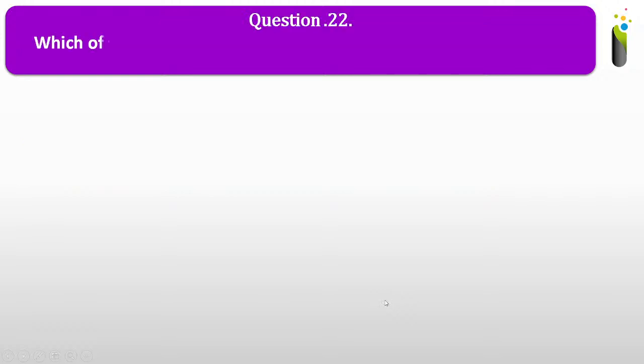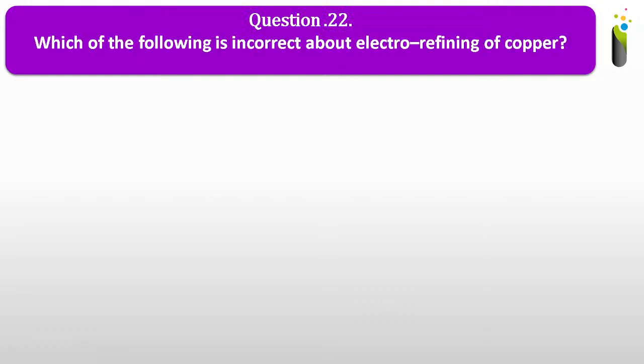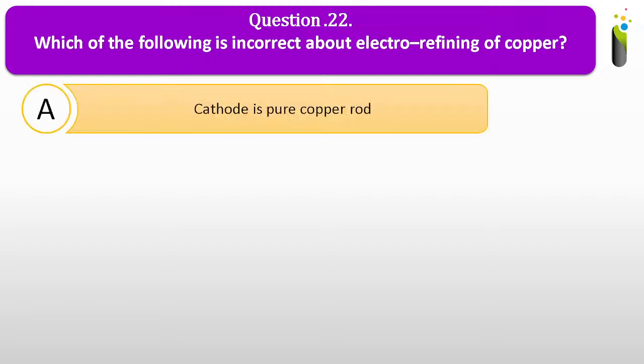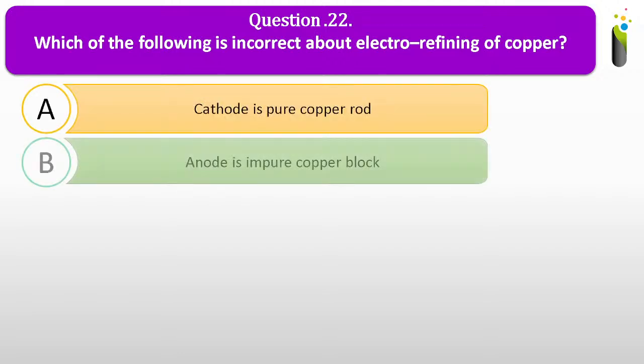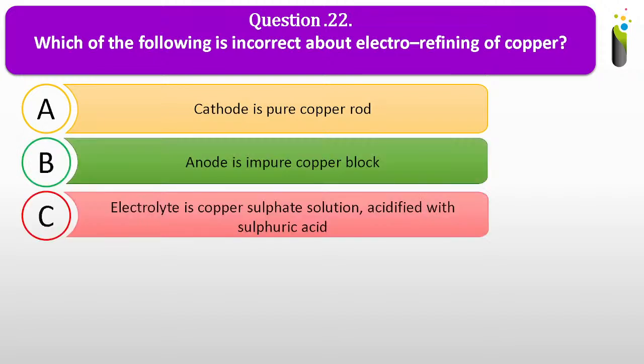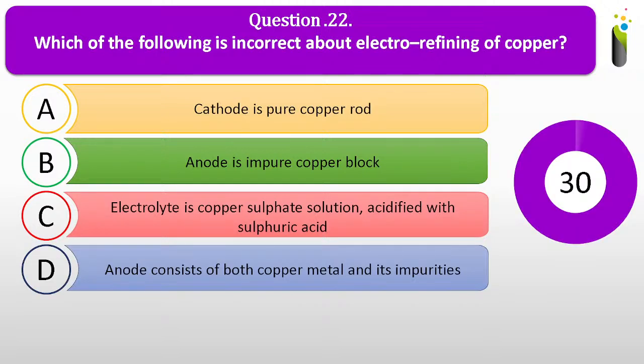Question number 22. Which of the following is incorrect about electro-refining of copper? A, cathode is pure copper rod. B, anode is impure copper block. C, electrolyte is copper sulfate solution acidified with sulfuric acid. D, the anode consists of both copper metal and its impurities.